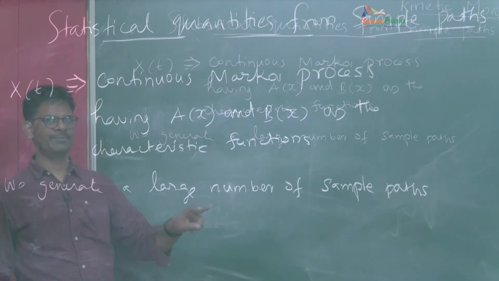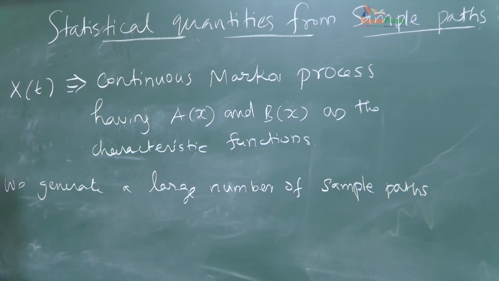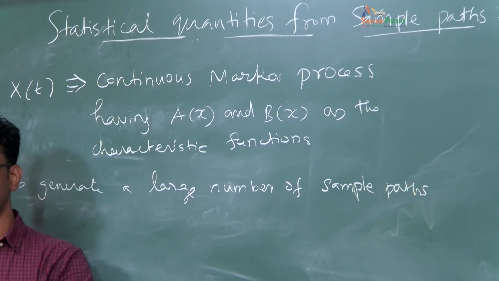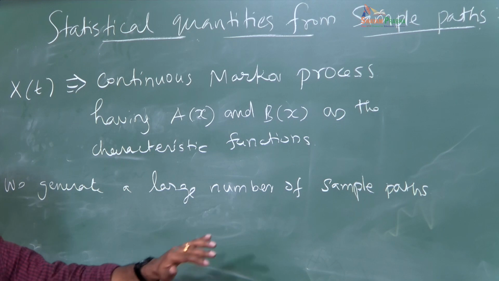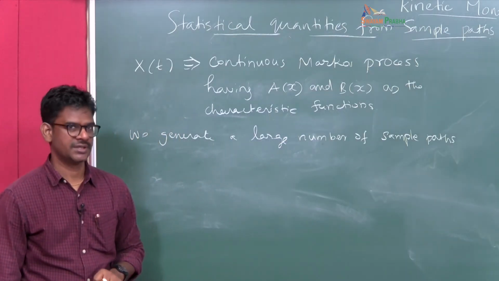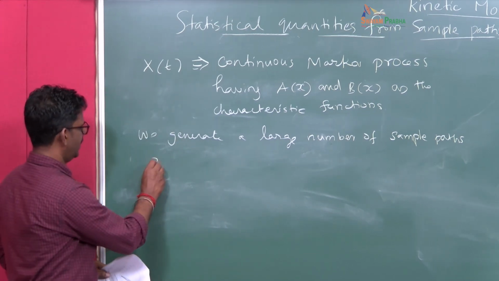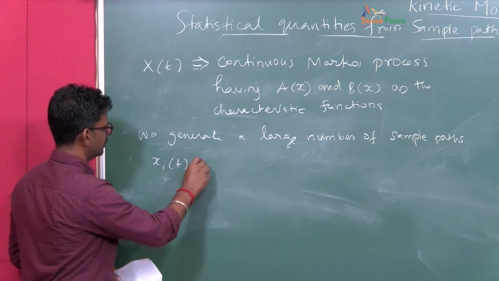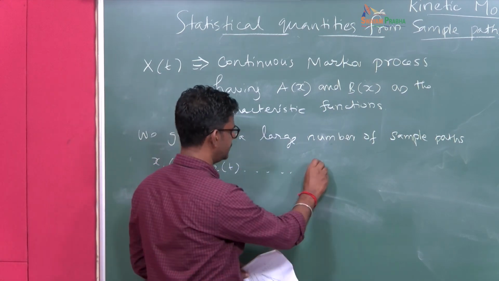I gave two examples for which I already showed how to generate sample paths. Even if we do not know what the underlying distribution is, we can still generate sample paths. That I will come to a little bit later. But right now let us assume that we know a methodology by which we can create a large number of sample paths for a given stochastic process. We will denote them x1 of t, x2 of t, all the way up to some xn of t.